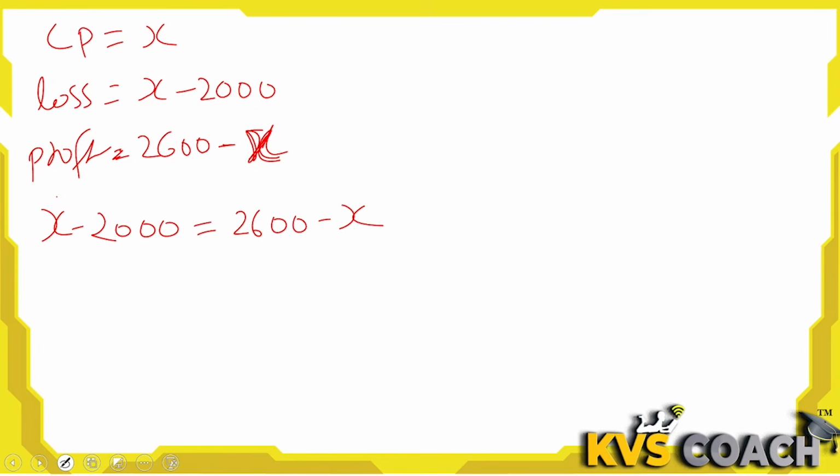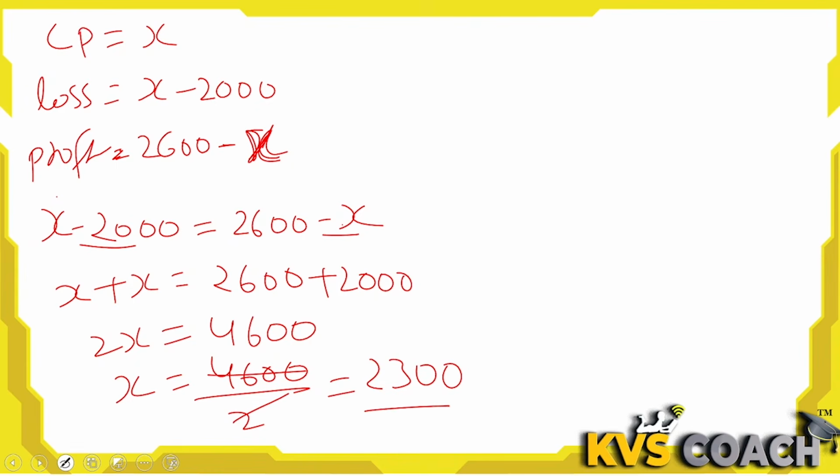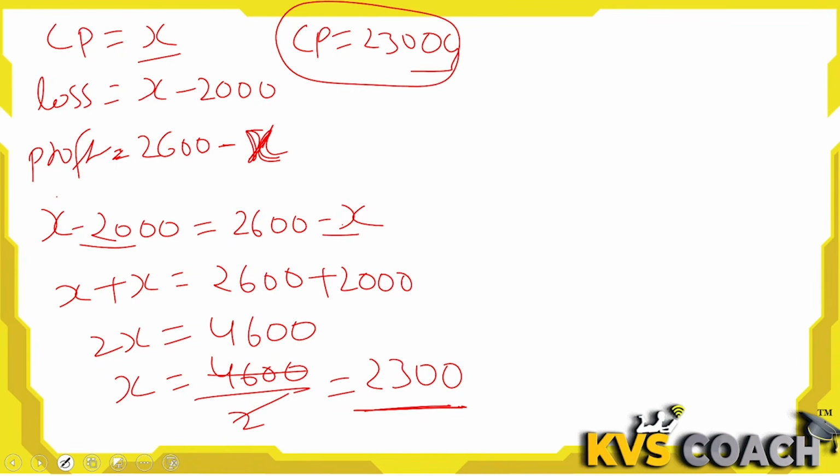They both are equal, so I am taking x on one side and the constants on the other side. So x will become x plus x, and there 2600. Here it is minus 2000, then it will be plus 2000 there. So here it is 2x is equal to 4600. So x is equal to 4600 divided by 2, that will be 2300. Okay, so the cost price CP is 2300. CP is x, so CP will be 2300.